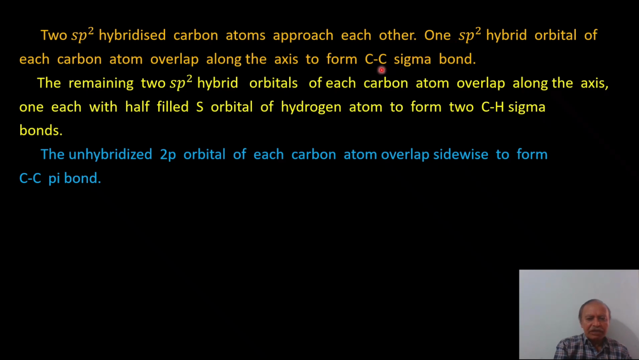The sigma bond between carbon and carbon is formed by axial overlapping of sp2 hybrid orbitals from each carbon atom, and the pi bond between the carbon atoms is formed by sidewise overlapping of the unhybridized 2p orbital of each carbon atom. And the bonds with hydrogen atoms are formed by overlapping of the sp2 hybrid orbital of carbon and the half-filled s orbital of the hydrogen atom. You can see the orbital picture of this.